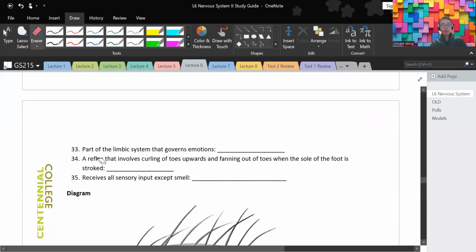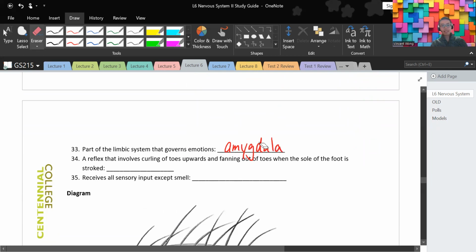Part of the limbic system that governs emotion. Do you remember this one now? We talked about it earlier with the falling down and feeling embarrassed and angry. What part of the limbic system does that? Amygdala. Sometimes if you have trouble pronouncing words with a Y in it, just change the Y to I.